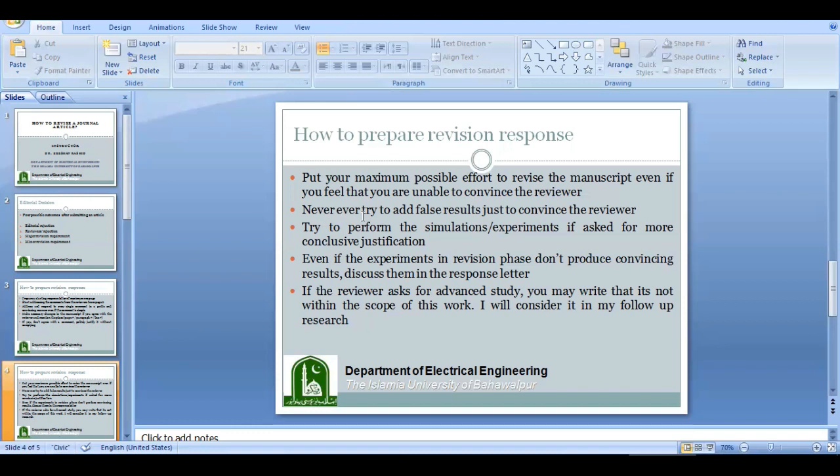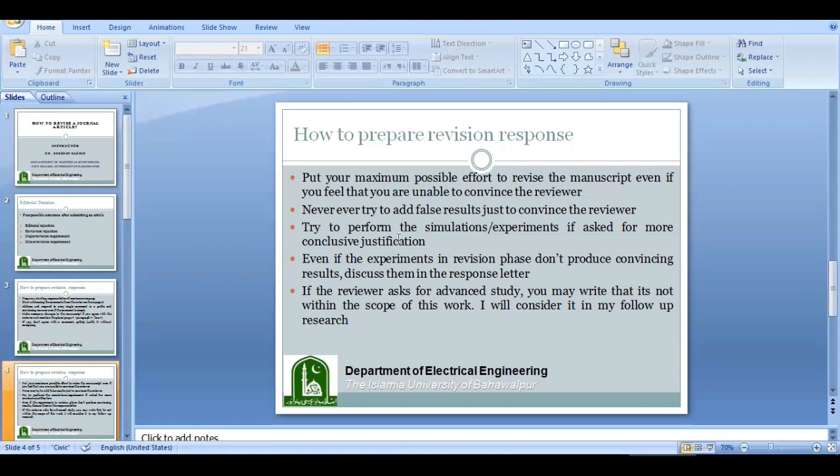Another thing is that you should never ever try to add false results just to convince the reviewer. This is termed academic dishonesty, which must be prohibited by all researchers. You should always have respect for the scientific community, because what you are doing in your research and the field you are exploring will be used as a prerequisite, or as a foundation, for future researchers. If you have put false or misleading information, that will create problems for future researchers.